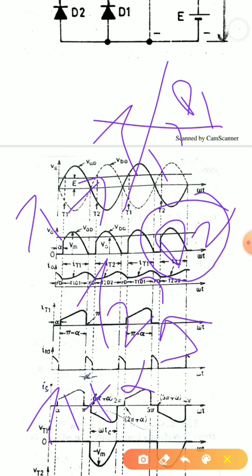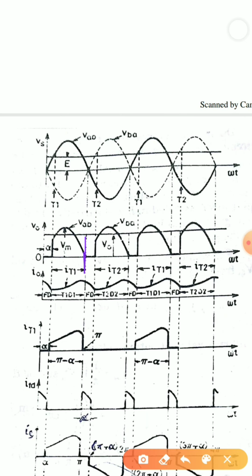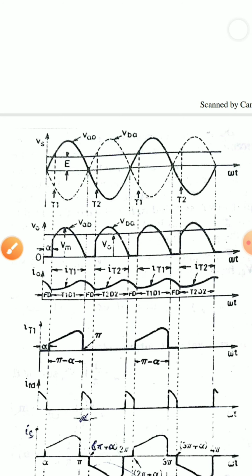Now from this I can clearly make out that from pi to pi plus alpha and from 2 pi to 2 pi plus alpha, my freewheeling diode is conducting. In these two durations, my freewheeling diode is conducting. In all the other durations, I can clearly see that my thyristors are conducting. My thyristor is conducting from alpha to pi.